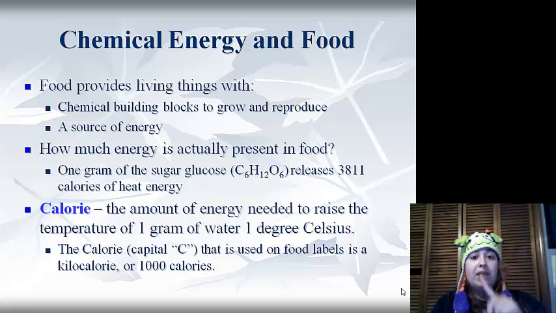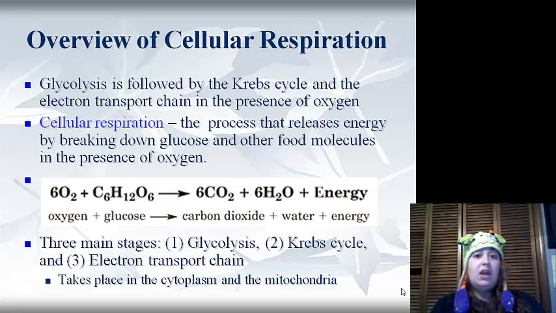Well, 1 gram of sugar or glucose, which is C6H12O6, releases 3,811 calories of heat energy. Now, a calorie is the amount of energy needed to raise the temperature of 1 gram of water 1 degree. It's just a unit of measure. The Calorie is going to be a capital C, and it's used in food labels as kilocalories, or 1,000 calories. Now, we're going to be talking about cellular respiration, so let's take an overview.